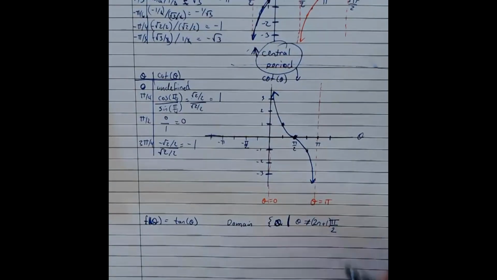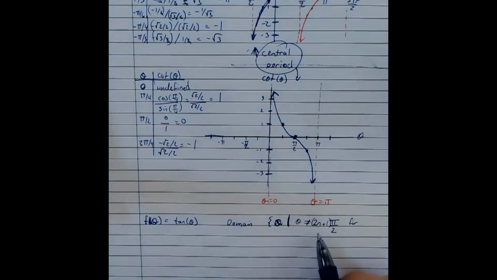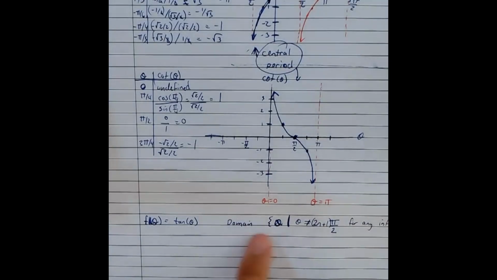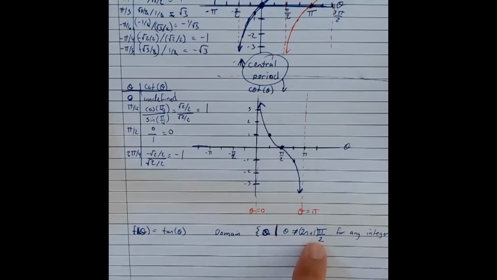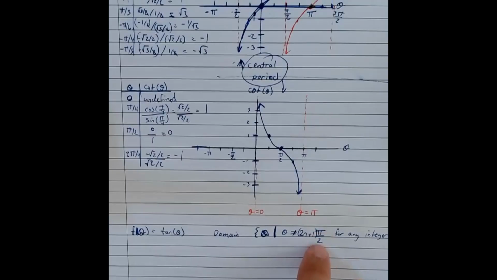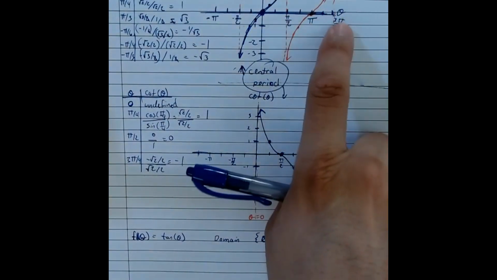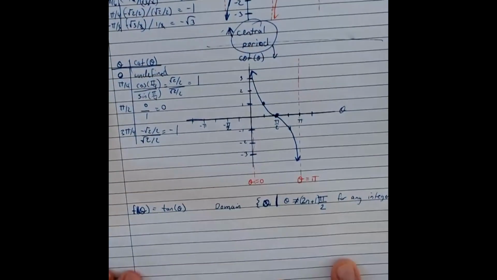So this is true for any integer n. So if n is 0, 1, 2, 3, 4, 5, 6, 7, 8, 9, 10, 11, 12, or also negative 1, negative 2, negative 3, any integer. For any integer n. So this is the domain of the function f of theta equals tangent of theta. It's every theta except for the ones that meet this criteria. They're an odd number times pi over 2. So 1 pi over 2, 3 pi over 2, 5 pi over 2, and so forth.